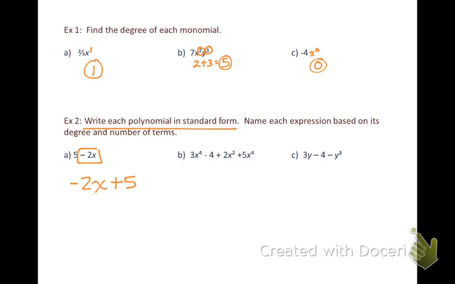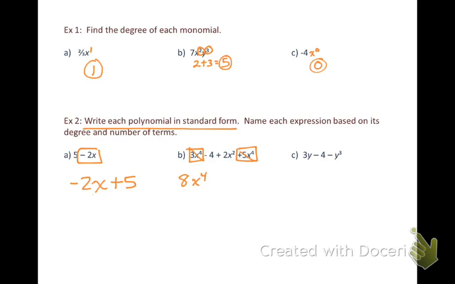On B, the highest variables are to the 4th power, but also we have 2 of them, so we need to put like terms together. We've been discussing this for a while. You put like terms together to come up with your answer. So you're going to go 3x to the 4th plus 5x to the 4th. Well, 3 plus 5 is 8, and do not change the exponent. So we're finished with that.